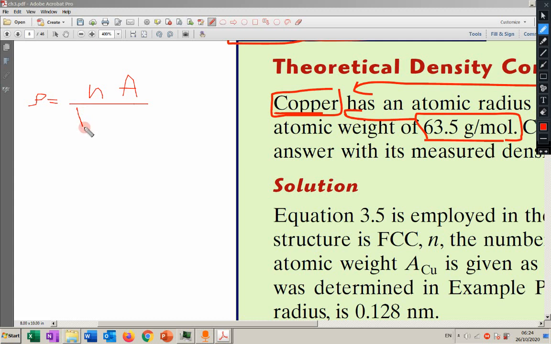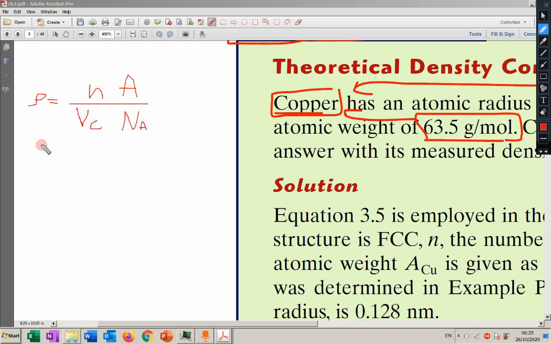It's a bit slow, so please forgive me for the handwriting. This is quite challenging. Even to write with the pen, I'm struggling. So NA, which is the Avogadro number.